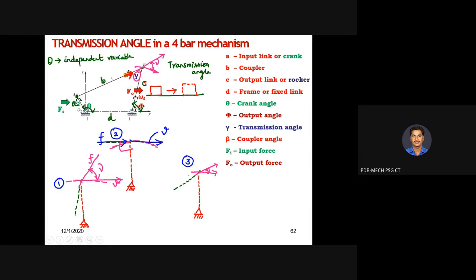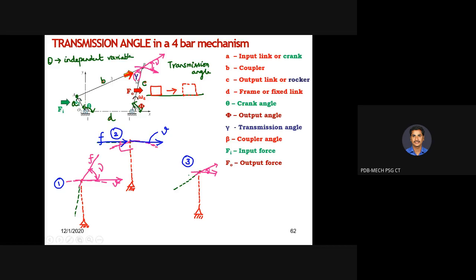So at what value of gamma will you get better transmission, and in what range will it be better? 90 degrees, 90 degrees is better. Between 45 to 90 it is better. Less than 45 degrees it will give more deviation, or less power or motion transmission. Is it clear? Yes, sir. Okay.